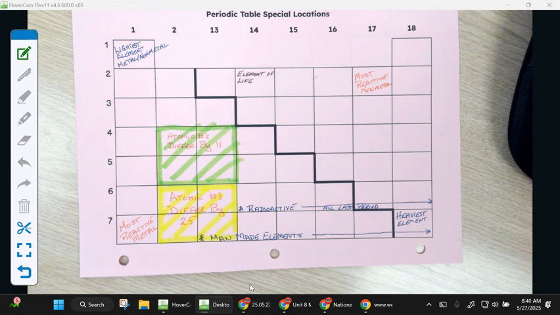Same thing over here. Chlorine or bromine, which one more reactive? Chlorine is the more reactive nonmetal. Phosphorus or sulfur, which one's more reactive? Sulfur, it is closer to fluorine. So the closer you get to that spot, the more reactive you will become.